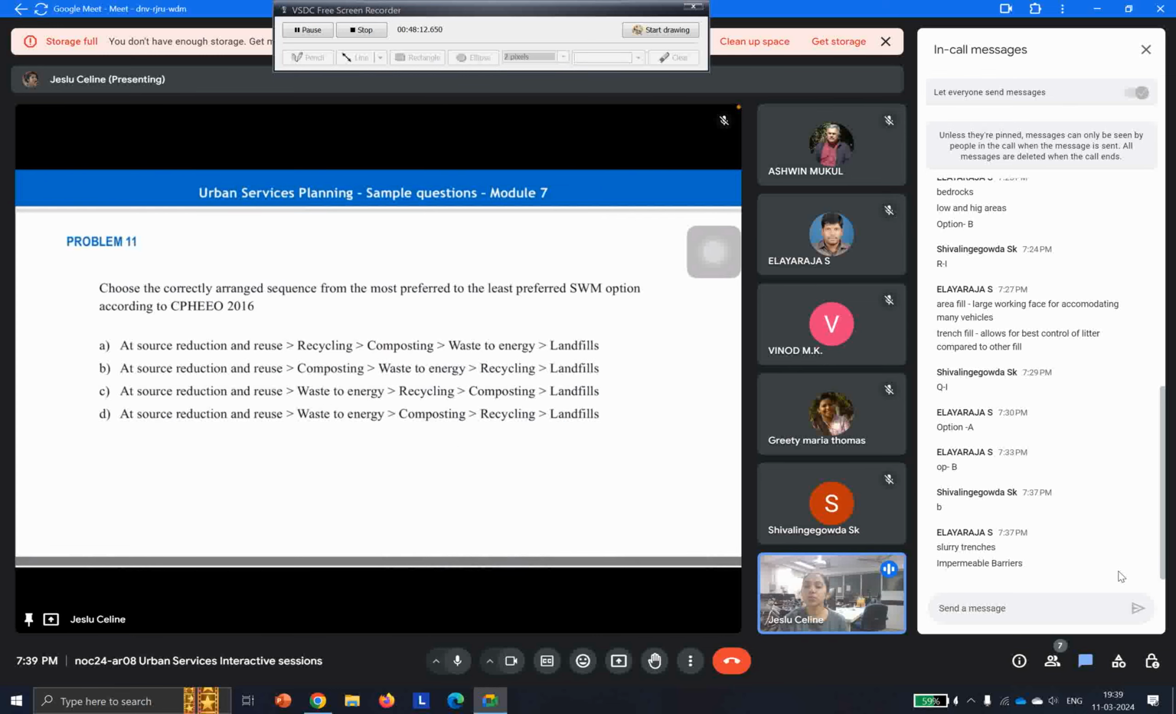Problem 11. Choose the correctly arranged sequence from the most preferred to the least preferred solid waste management option according to CPHEEO 2016. We discussed this exact same question in the last class. It is applicable to this module also, because we have repeatedly discussed this in this module. So I've just repeated the question. I'm sure all of you would be able to answer this question. Which one's the correct answer?